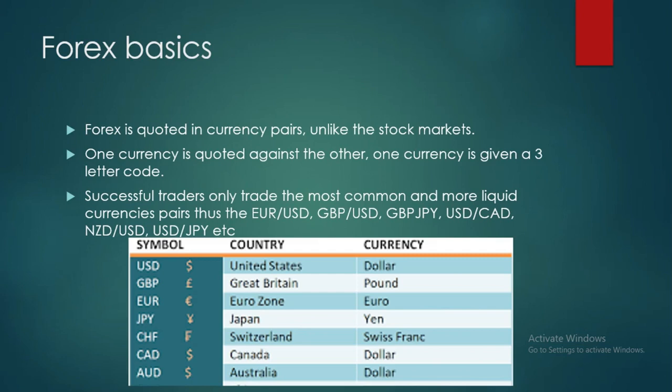So like we said, a currency will be quoted against the other, so we'll form what we call a currency pair. I'll just give a few examples of currency pairs that we actually have: EUR/USD, GBP/USD, GBP/JPY, USD/CAD, NZD/USD, USD/JPY, and so on. There are so many that we can mention here. So these are the currency pairs that are formed by combining two currencies.